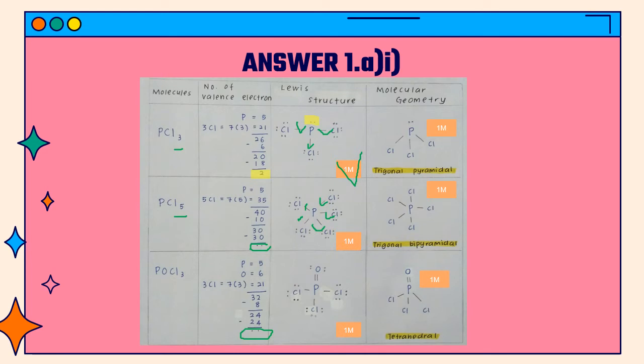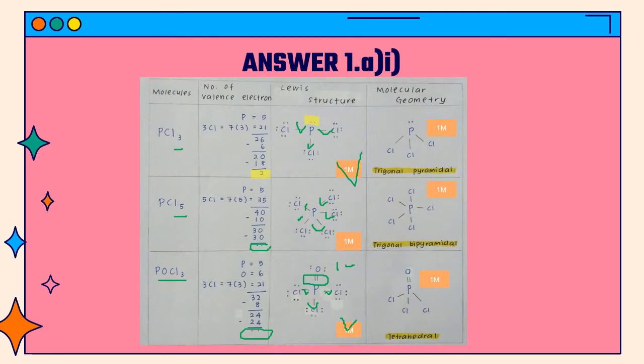But for this, a double bond is formed between the P and O atom because O does not have enough valence electrons, so that's why O has a double bond. But a double bond counts as 1 bonding pair. So POCl3 has 4 bonding pairs, 1, 2, 3, and 4. Okay, with the correct number of bonding pairs and number of valence electrons, we can get 1 mark.